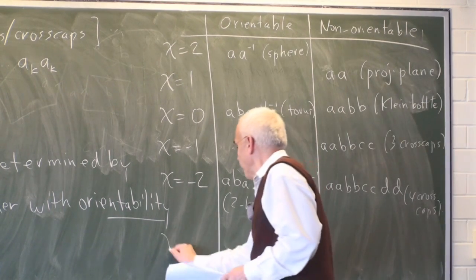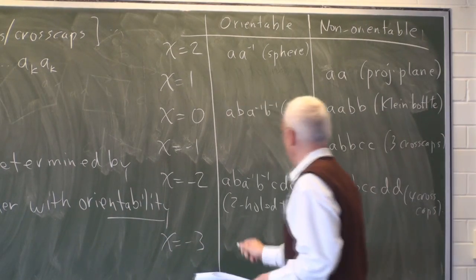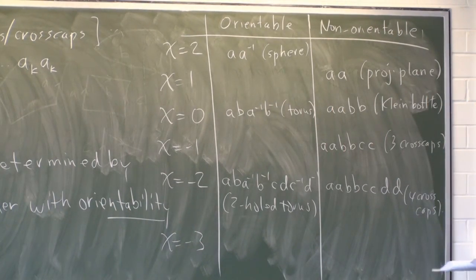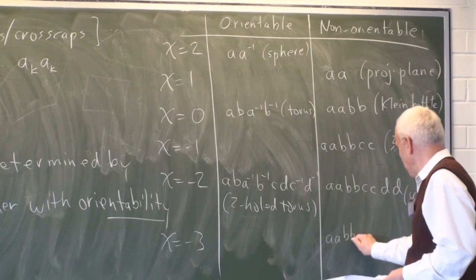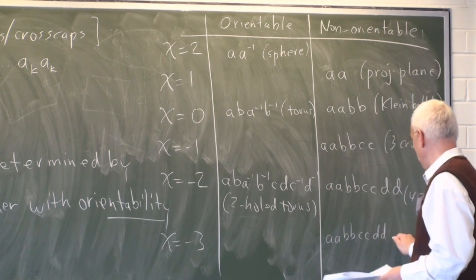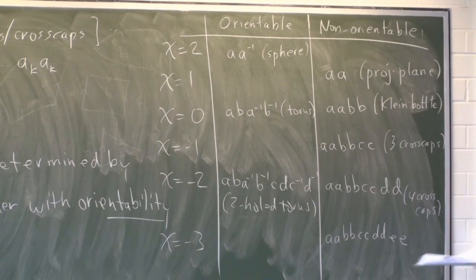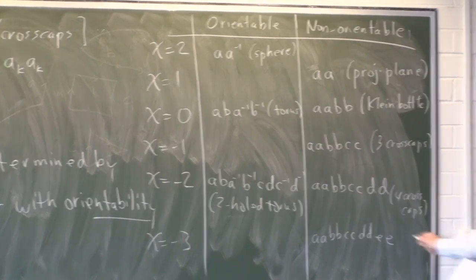At chi equals minus 3, there's no orientable one, but if we just add another cross cap, A, A, B, B, C, C, D, D, E, E, 5 cross caps.